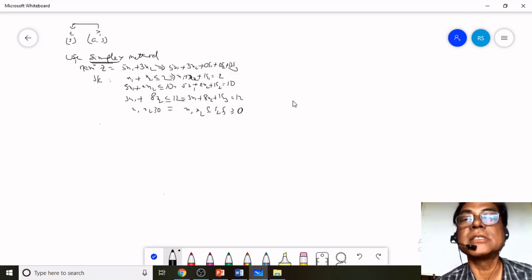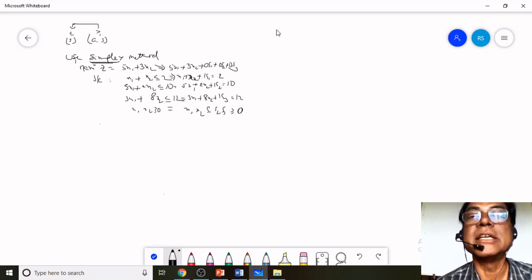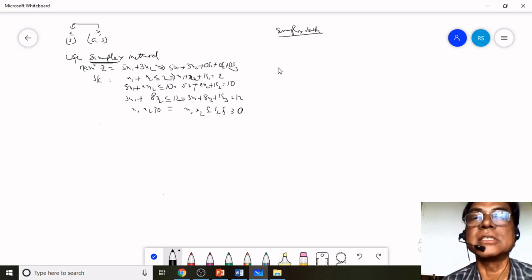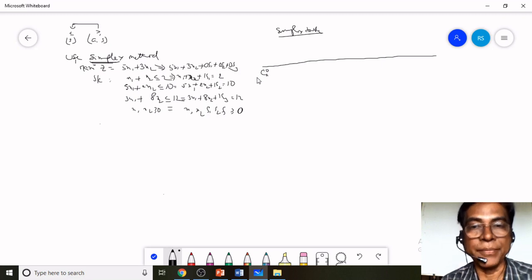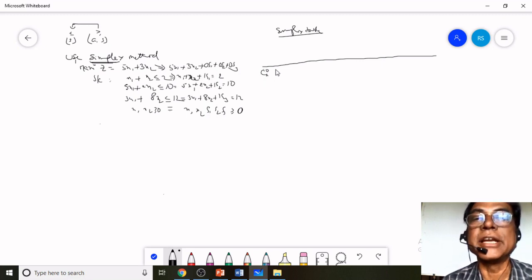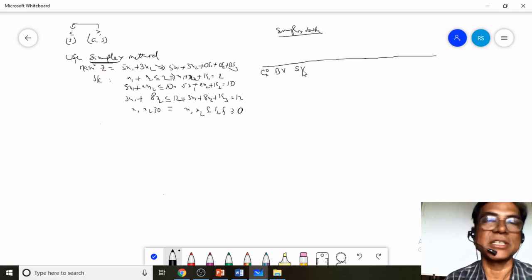So please write down the simplex table. First write down the heading, simplex table, tabular form. Now how many variables? Two variables and three slack variables, so 5 columns. First draw the horizontal line like this. The first column is fixed, it means CB. Then BV, shortcut for basic variable. Next one is the solution value, SV stands for solution value.